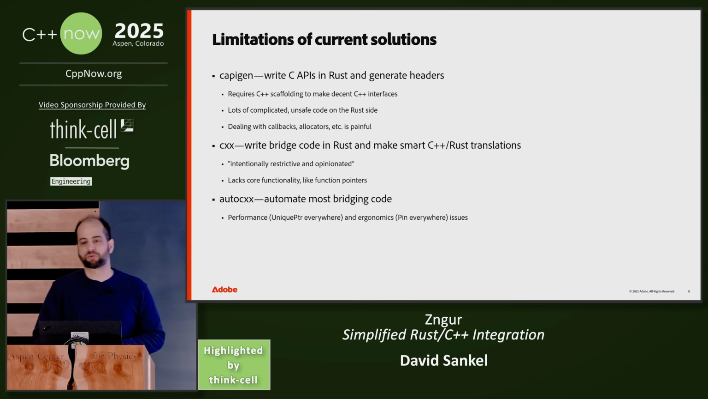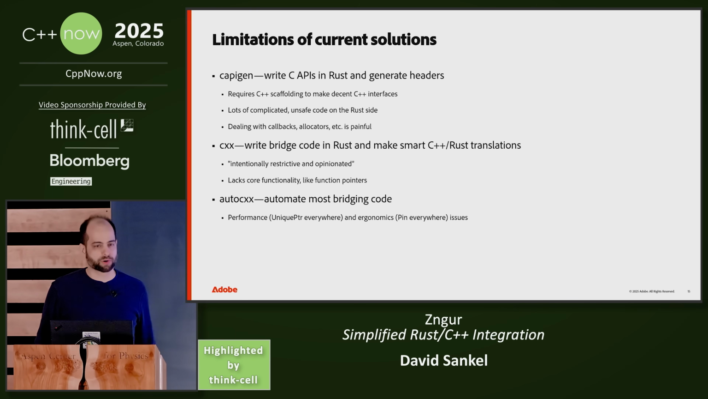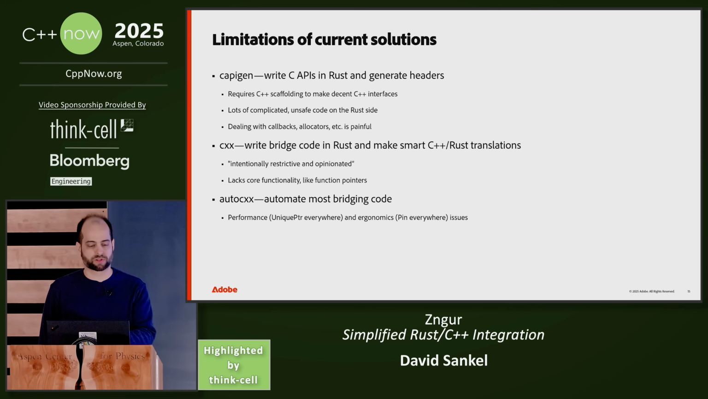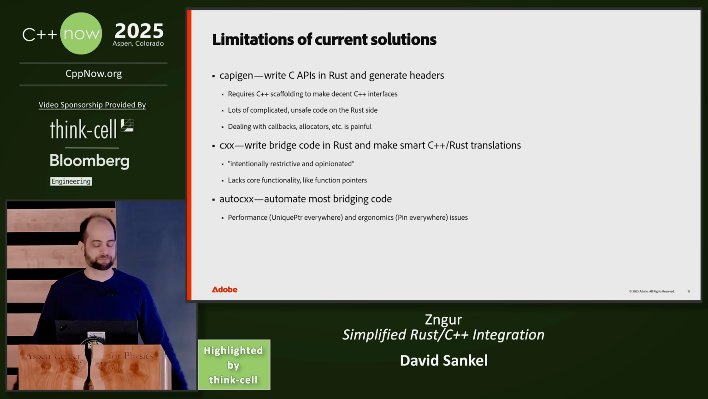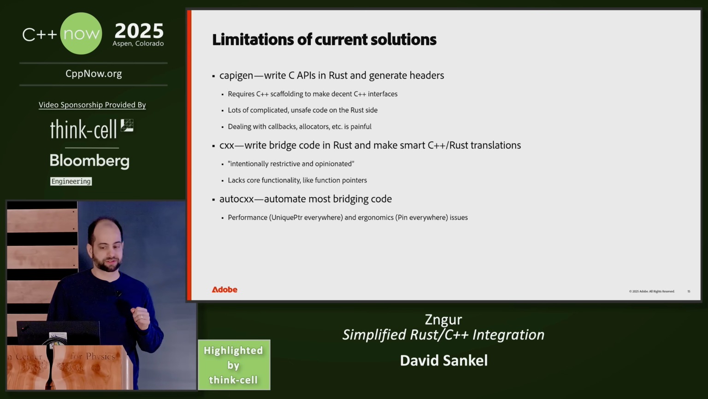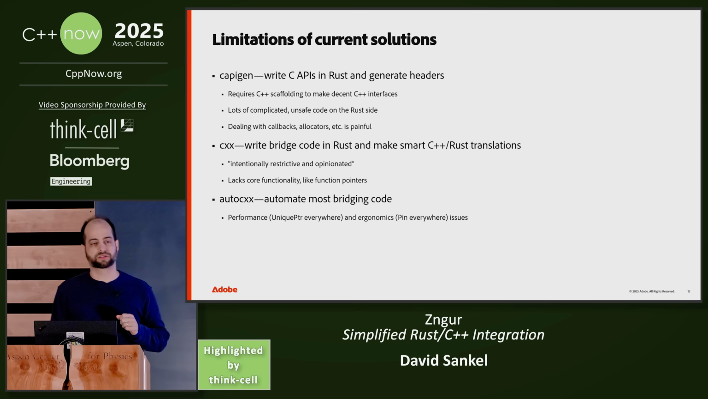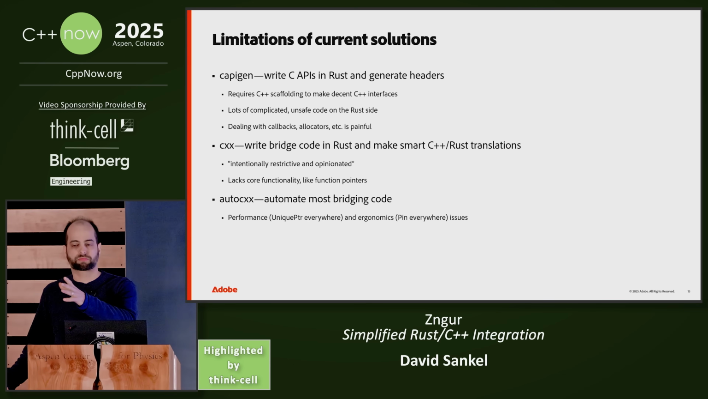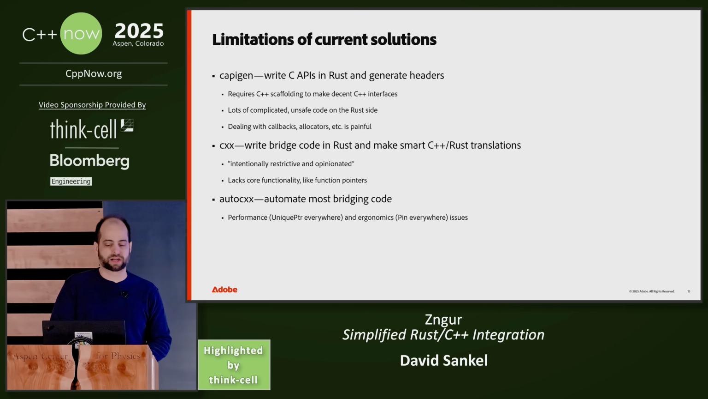And it does lack some core functionality. For example, function pointers, it just doesn't have support for it. So for us, when we looked into this for one particular project, the lack of being able to send a callback or something over to the Rust side made it a non-starter. And then there's also AutoCXX, which automates most of the bridging code. So this will parse your C++ and generate your Rust bindings automatically for that.